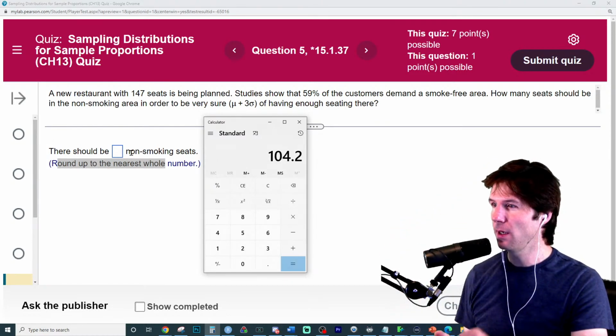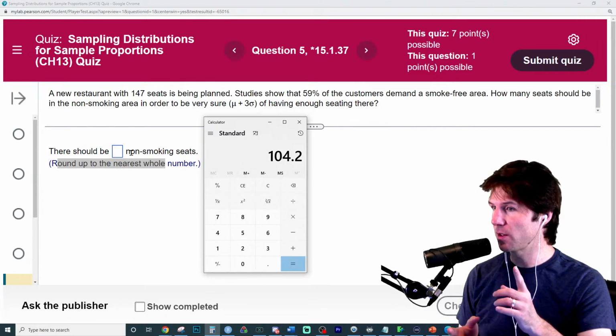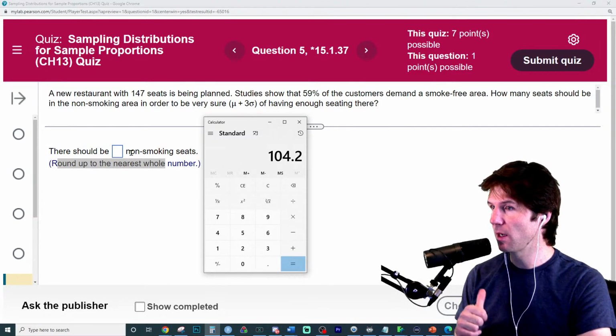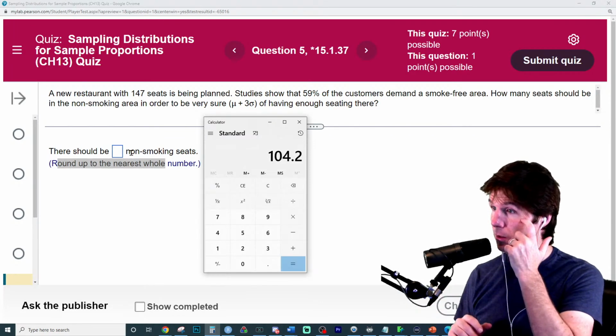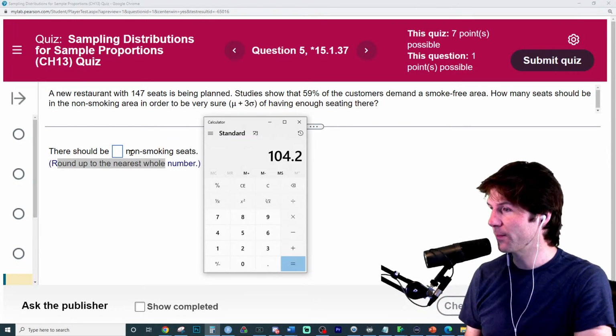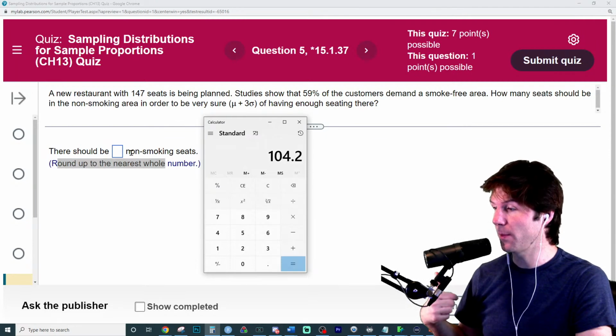So I did all the work. I found the standard deviation. I added 3 standard deviations to the mean. I multiplied that by the sample size. So what should I put into there? What is the answer? Be careful. It says to round up.